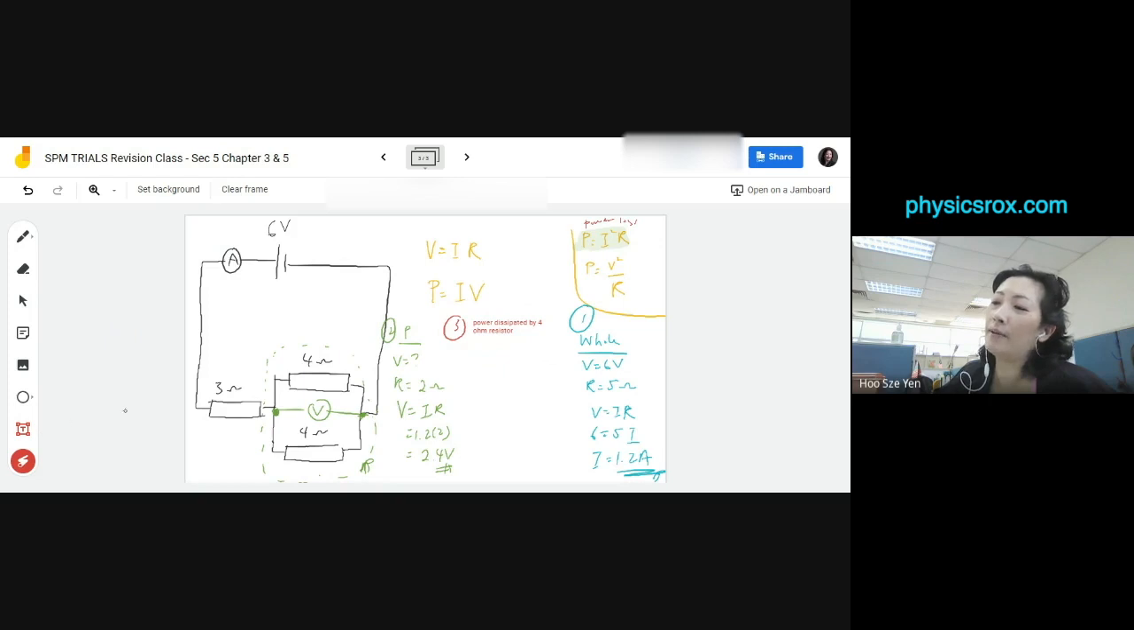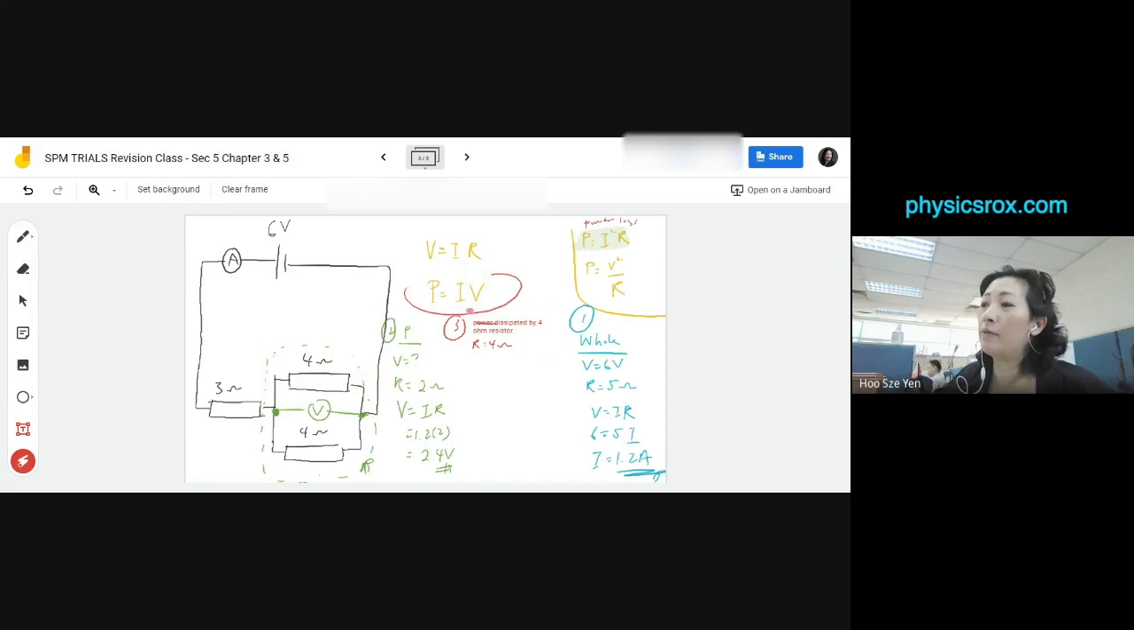If you have to calculate the power dissipated by one 4 ohm resistor, that means now you only focus on one 4 ohm resistor, only one. Now how to count? Whichever formula you use, if it's V, I, R, that means the V for this, the I for this, the R for this. R is 4 ohm.